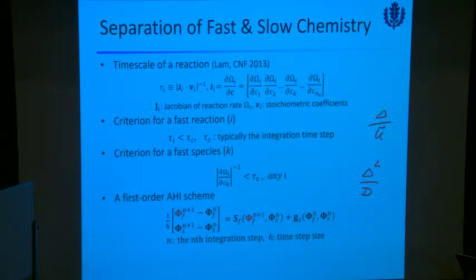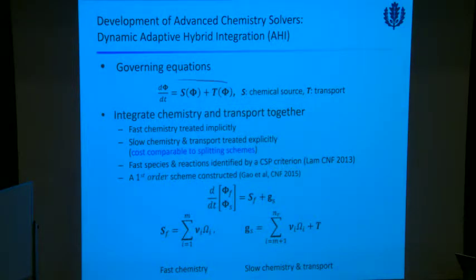How to deal with stiff chemistry? What we did is we look at a governing equation. For example, this is a chemical source term. Let me just go back to the previous one. If you look at this equation, this is a chemical source term. This is transport, diffusion, the convection term, right? We know this term is stiff.